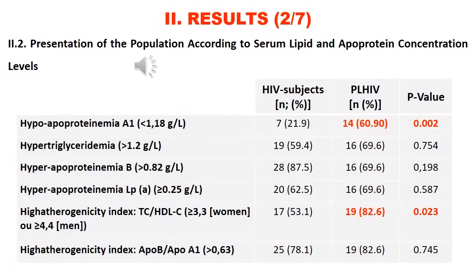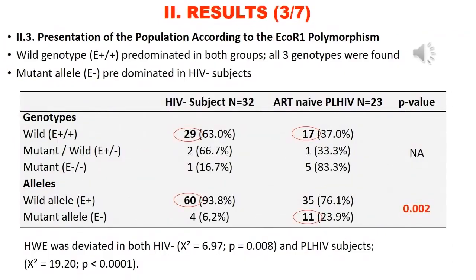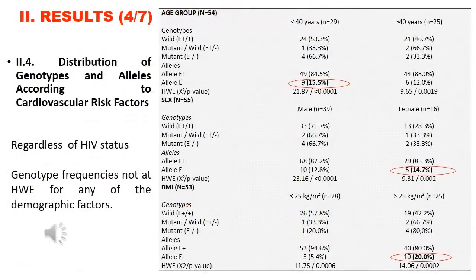The p-value was 0.023. According to the EcoRI polymorphism, the wild genotype predominated in both groups, and all three genotypes were found in both. The wild allele predominated in HIV-negative subjects, while the mutant one predominated in persons living with HIV. P-value was 0.002. The Hardy-Weinberg equilibrium was deviated in both HIV-negative and persons living with HIV subjects. The p-values were respectively 0.008 and less than 0.0001.